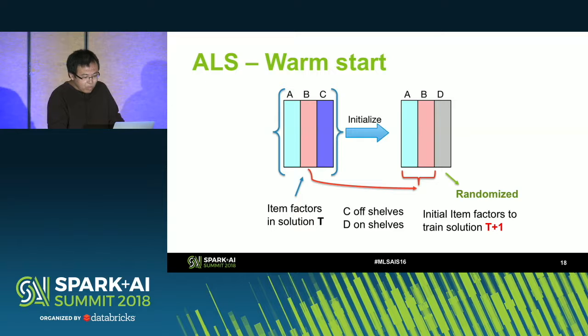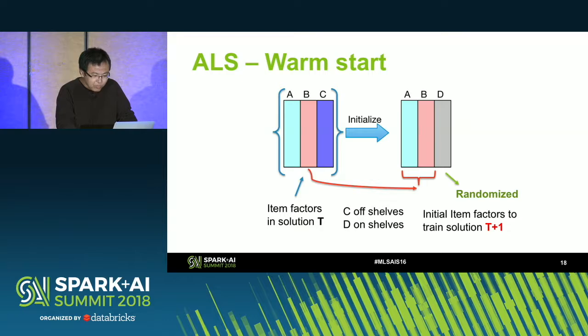In the training, we adopt warm start to accelerate convergence. We update the ALS model day by day, and we design a warm start method to speed up training. Suppose there are 3 items, A, B, and C, at time t, and we train a model. Next time, before training, we first load the previous model. If some items are no longer available, such as item C, just discard the corresponding factors.